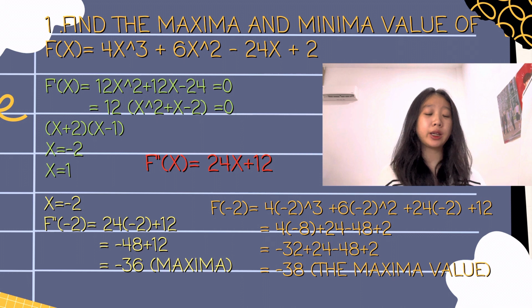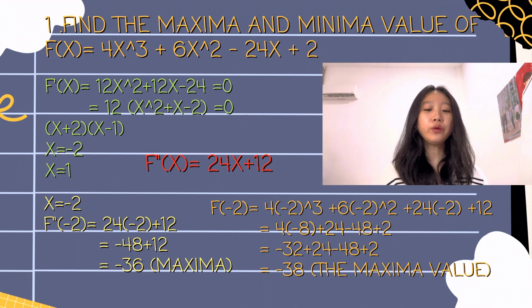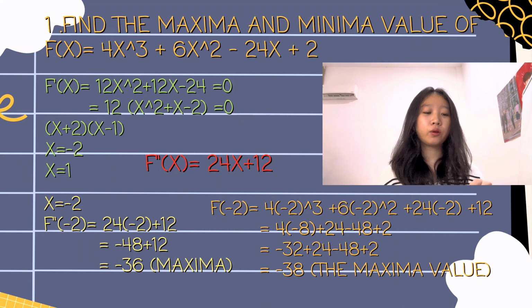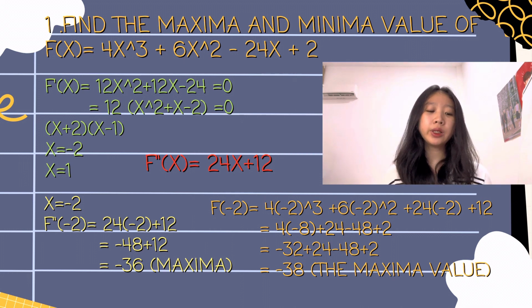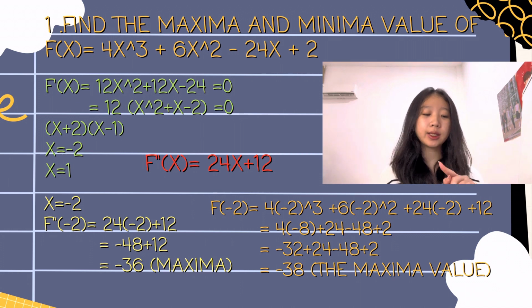Then it remains minus 36. Minus 36 is smaller than 0, which means it goes to the maximum. So the maximum score for f(x) is f(-2). Then we use the function from the first one, which was f(x): 4 times (-2)^3 plus 6 times (-2)^2 plus 24 times (-2) plus 2. Then the maximum score is minus 38.